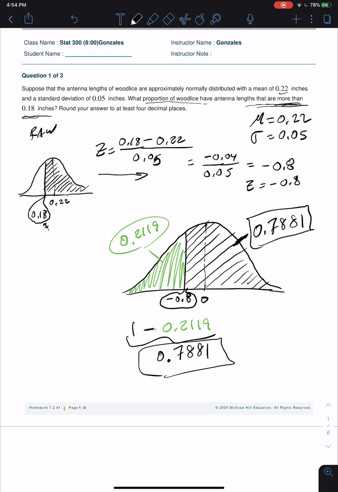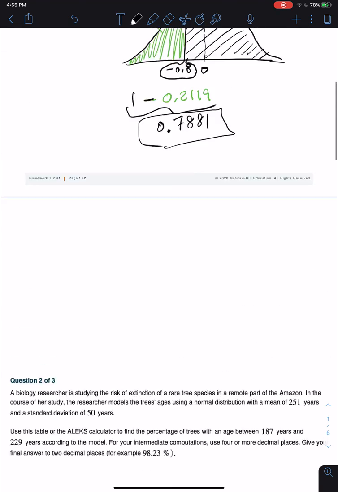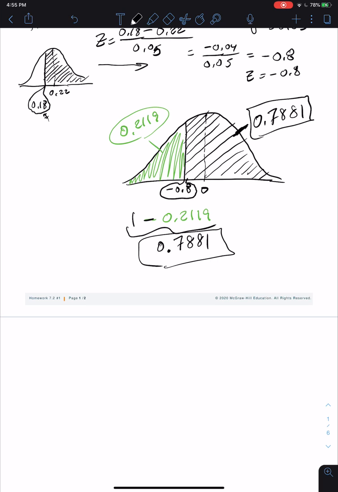If you thought about it as percent, right, that would be what? Oh, that just jumped. About 78.8% of these wood lice have antennae that are more than 0.18.